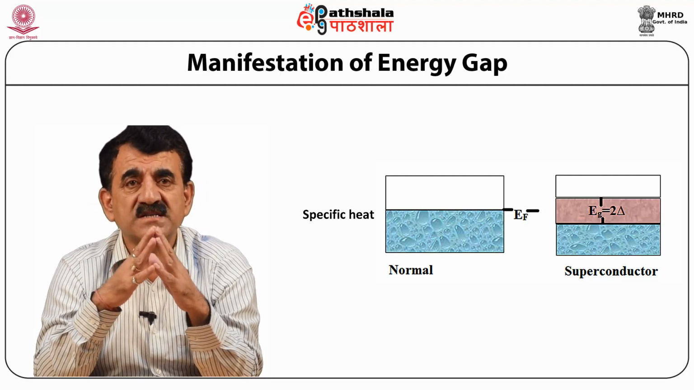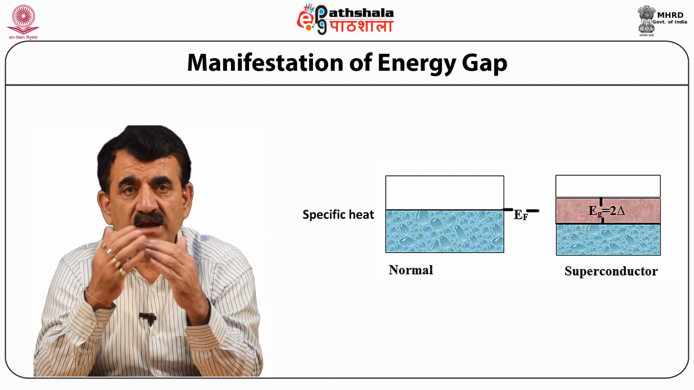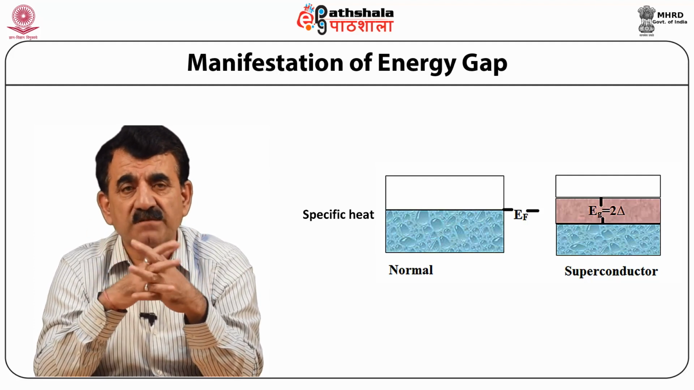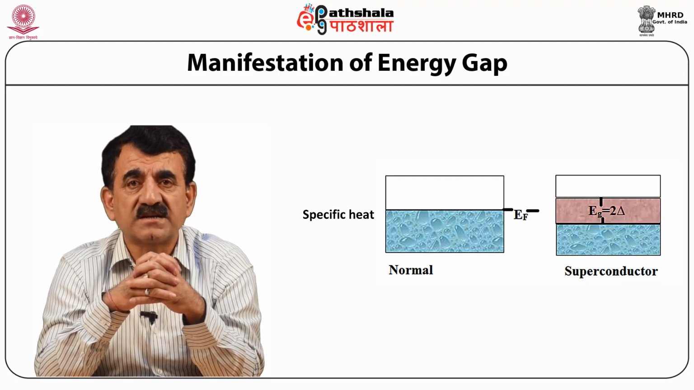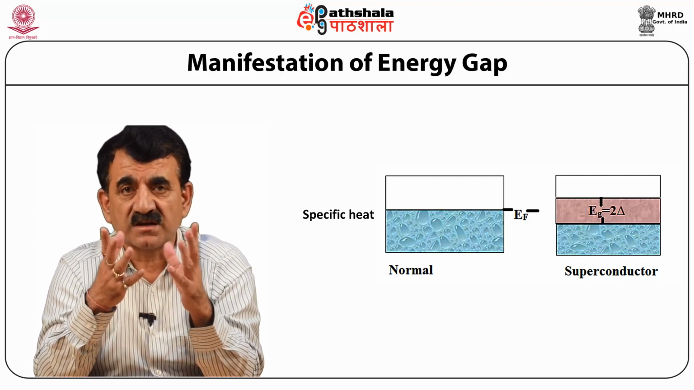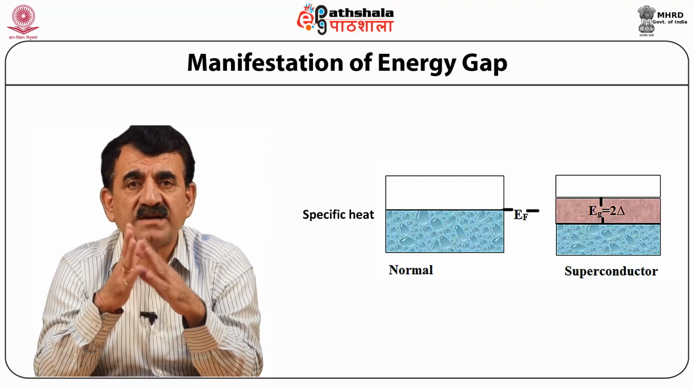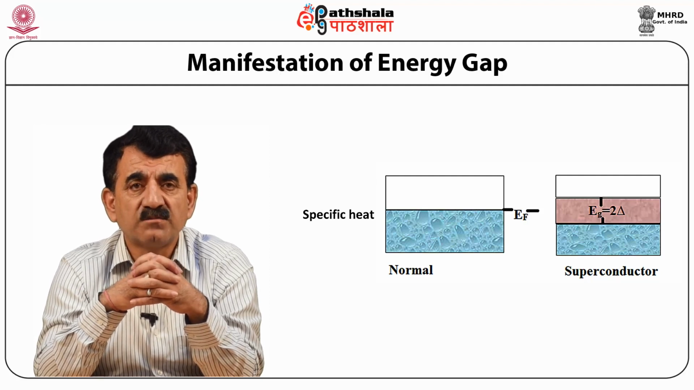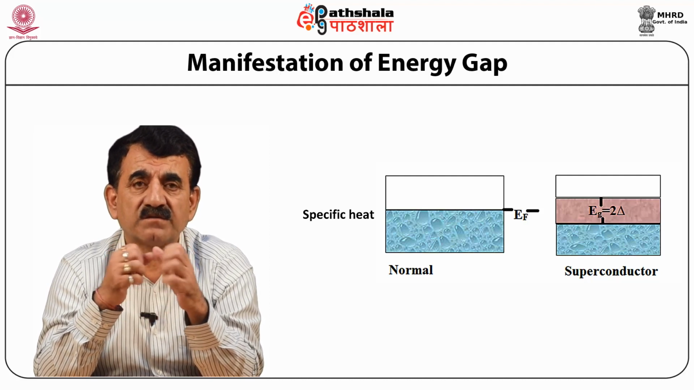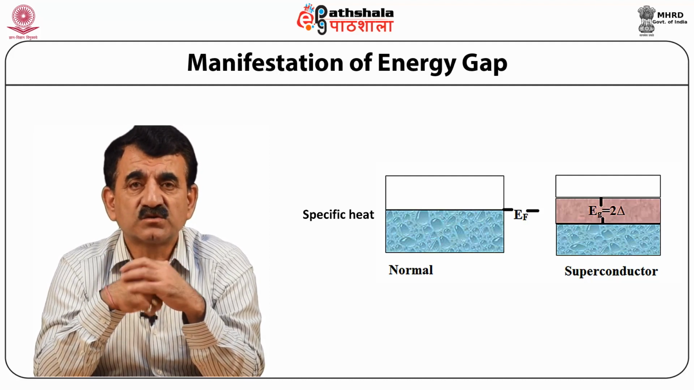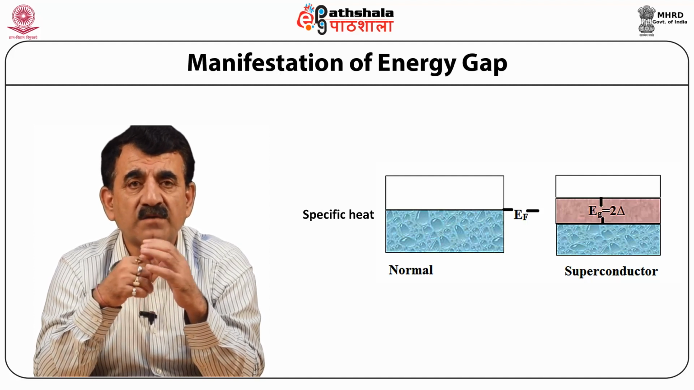In order to discuss this energy gap, the concept of energy gap comes from the specific heat changing abruptly at the critical temperature, suggesting the existence of this energy gap. This energy gap is quite different from that of an insulator, because in an insulator the energy gap is tied to the lattice, whereas in a superconductor the energy gap is tied to the Fermi gas.